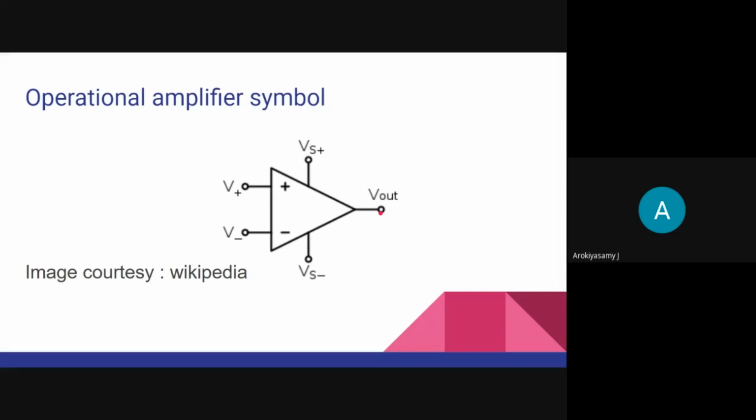Single-ended means the output is taken with respect to the V out pin and ground. In the same way, the inverting input should be given with respect to ground. The non-inverting input should be given with respect to ground. Everything should be given with respect to the common ground. The common reference point is called ground. Ground means 0 volt. Vs plus means positive voltage. It will usually be plus 12 volts.